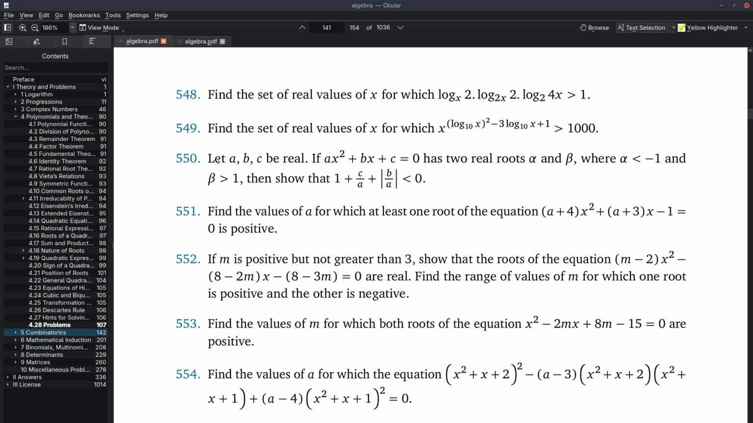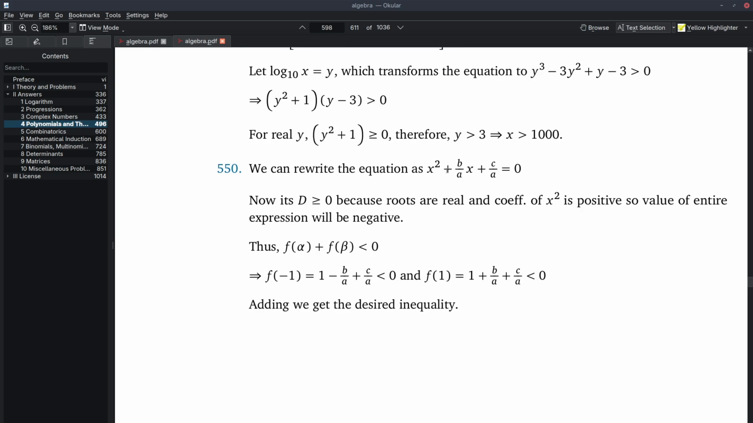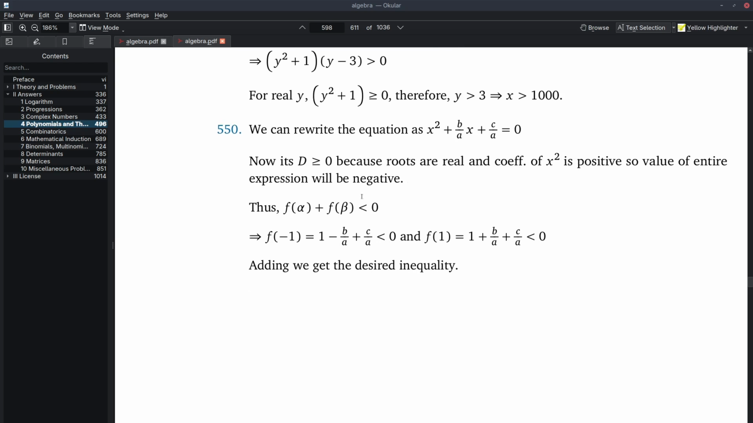Question 550 says that let a, b, c be real. If ax square plus bx plus c is equal to 0 has two real roots alpha and beta, where alpha less than minus 1 and beta greater than 1, then show that 1 plus c by a plus mod of b by a less than 0. So we can write the given equation as x square plus b by a x plus c by a is equal to 0. Now its discriminant would be greater than 0 because roots are real and coefficient of x square is positive. So the entire expression will be negative.